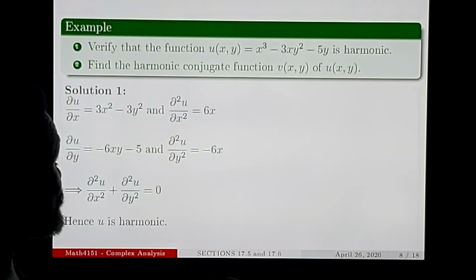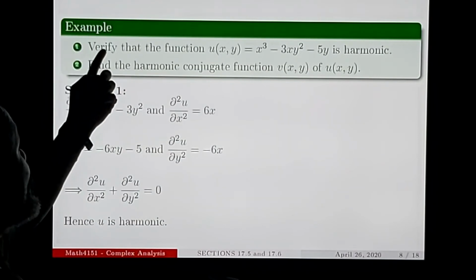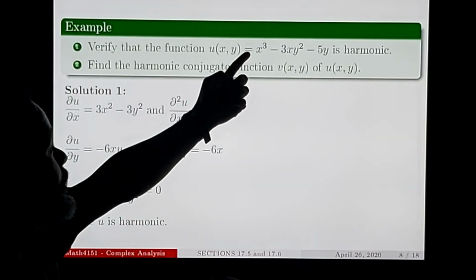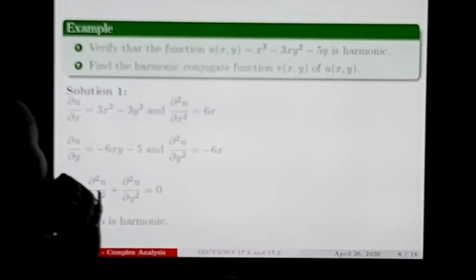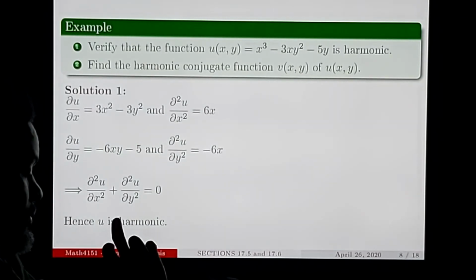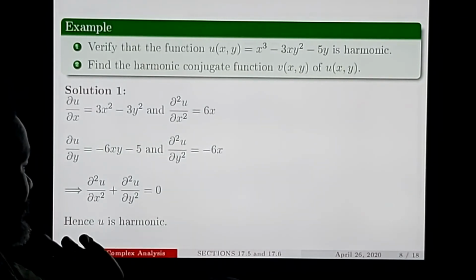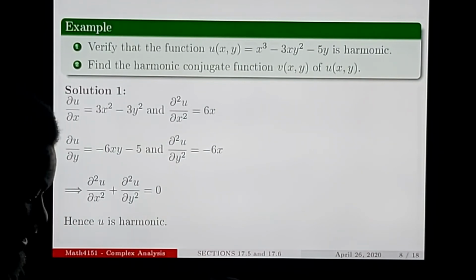I don't know if we have time to look at it. So what it says, one example: verify that the function u equals x cubed minus 3y squared minus 5y is harmonic. And number 2, find the harmonic conjugate of the function, v of x, y. That one. Okay. Now, ladies and gentlemen, I think we should take a break here because we may run out of time. So we just take the partial derivatives very quickly.